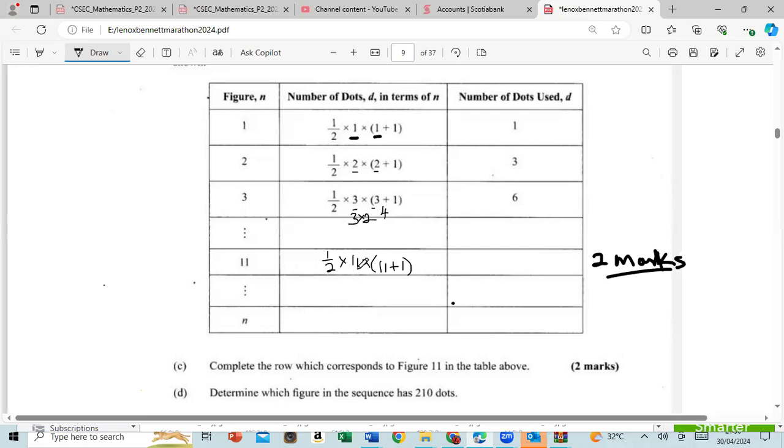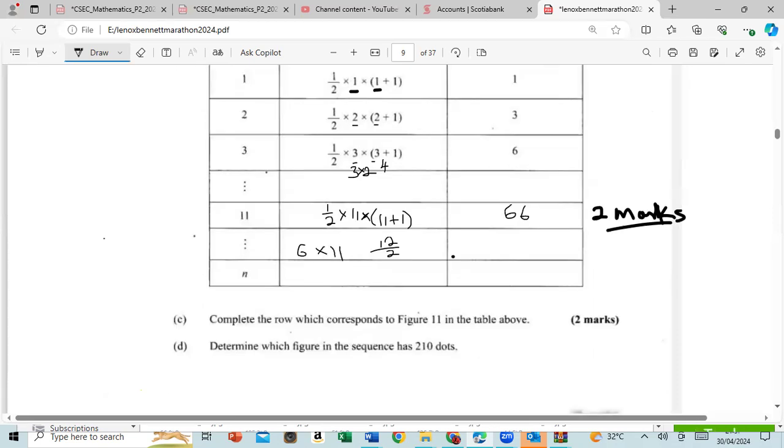So, same procedure for this. 11 plus 1. That's 12. 12 divided by 2. That's 6. 6 times 11. 66. Alright, so yeah, that's what I get, 2 marks. No, that's not bad. Honestly, I think that's not really bad.